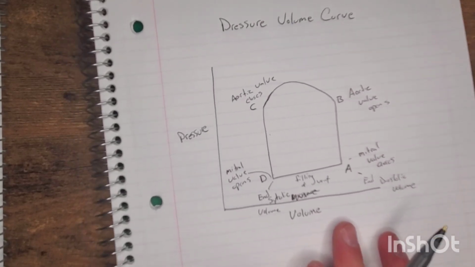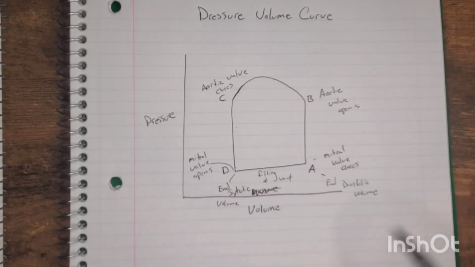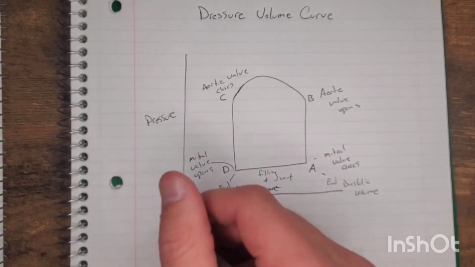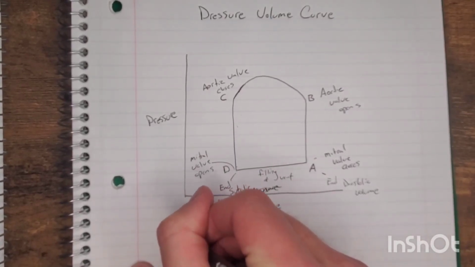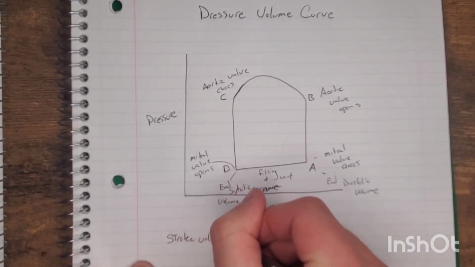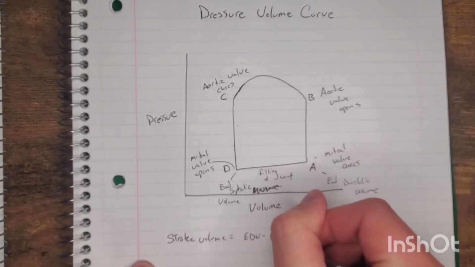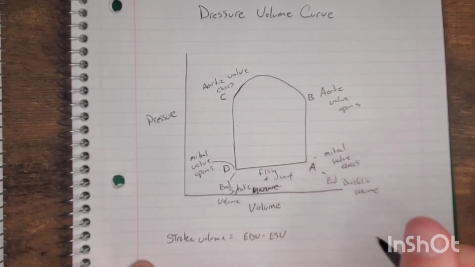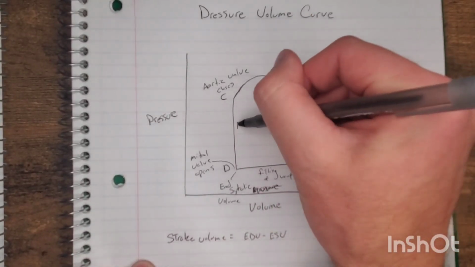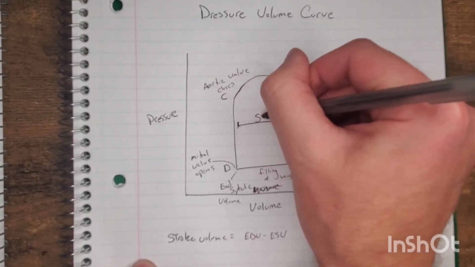We can learn a lot with the measurements of these different things. Stroke volume, we know that stroke volume is the end diastolic volume minus the end systolic volume. So that's going to be represented in this right here. So we're going to have all the way over here. This is going to be stroke volume.